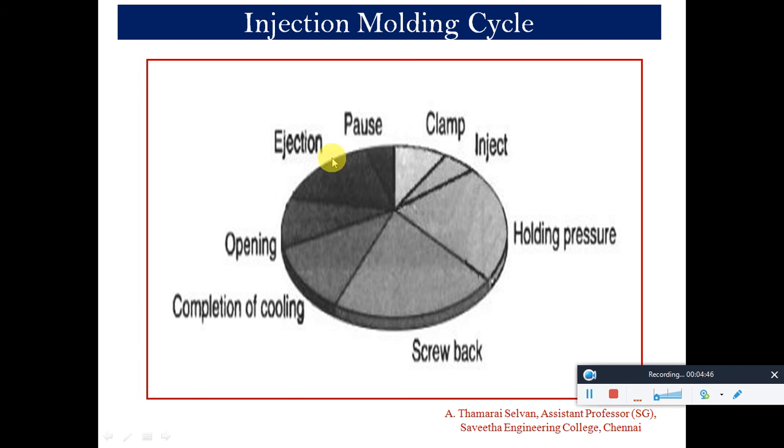So here is how the injection molding cycle happens. First is clamping, then injecting, then holding whatever pressure is required for making the product, and then we have to screw back, and on completion of cooling, we have to open it, then ejection, and again we pause for some time, then go for the next cycle. So this circle represents the injection molding cycle.